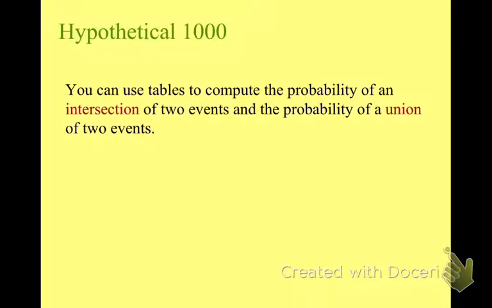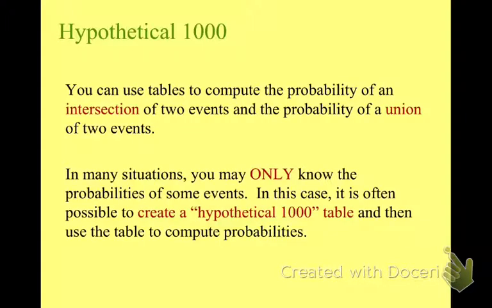The last thing is a hypothetical 1000 table, and this is sometimes easy to build if you are answering a probability question, because it's an easy way to organize your thoughts. So you can use these tables, you have to create them yourself, to compute a probability of an intersection of two events and the probability of a union of two events.